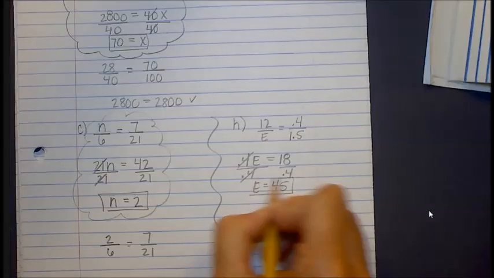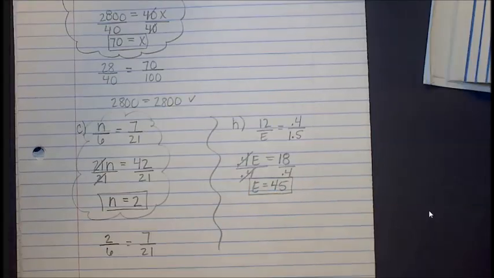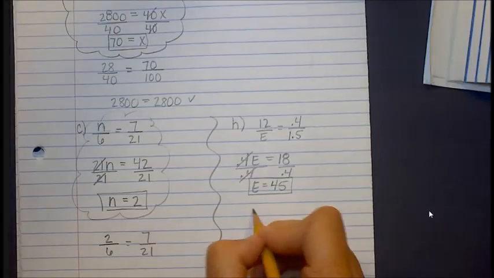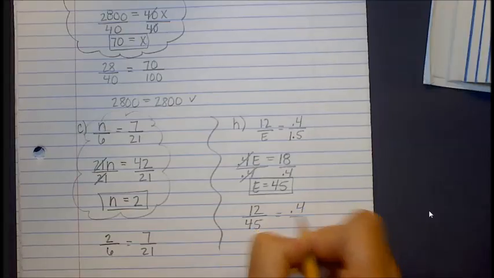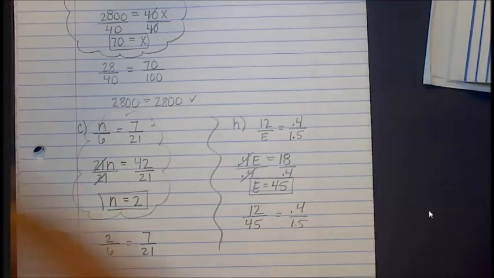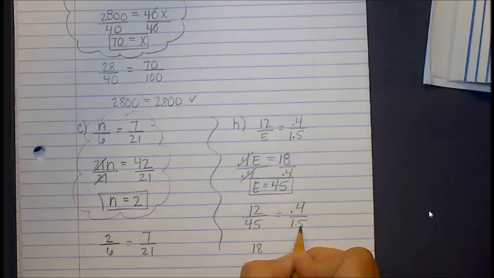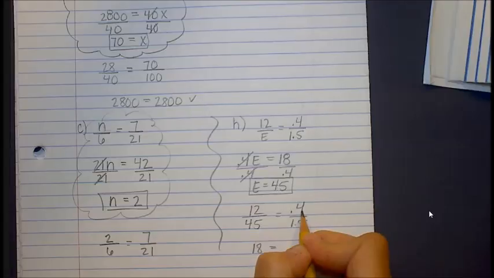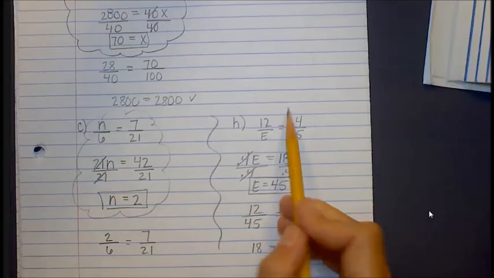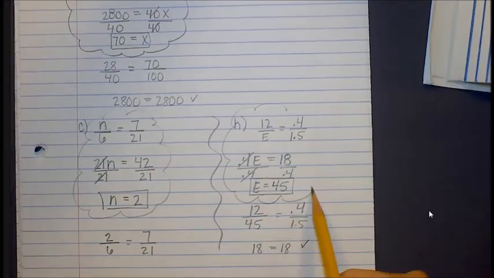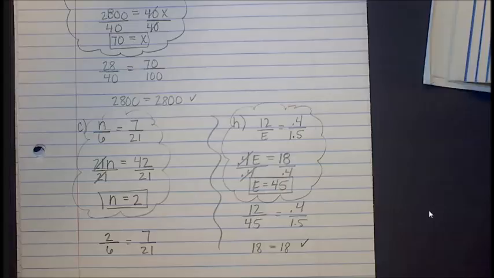Okay. If I wanted to do the check, I could do that cross multiplication. I could do 12 over 45 is equal to 0.4 over 1.5. So here I'd have 12 times 1.5 is 18, and 45 times 0.4, if we do that, sure enough, we get 18 as well. So just to make sure. Okay. Questions? Piece of cake, right?